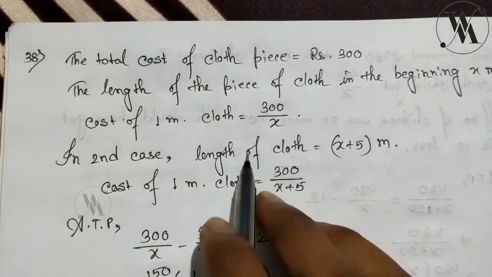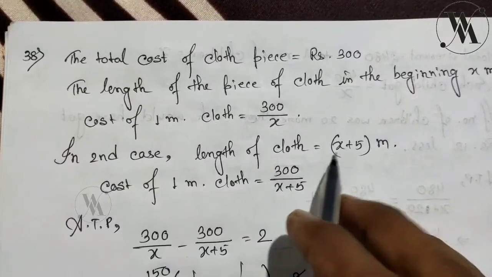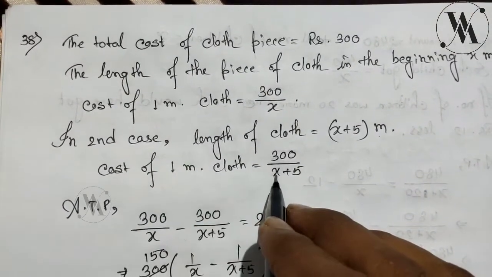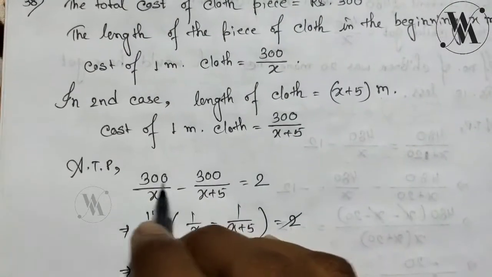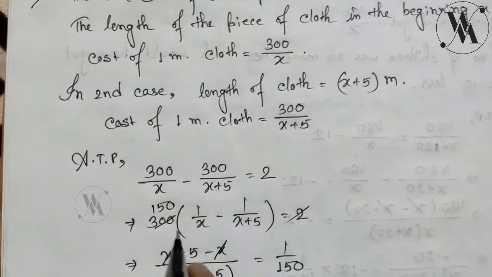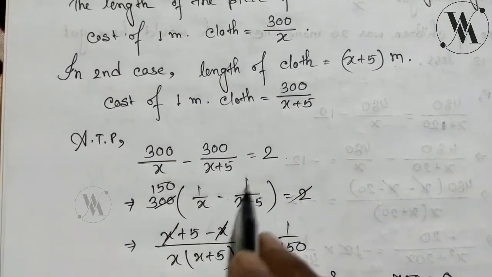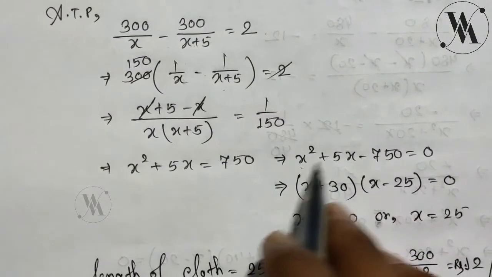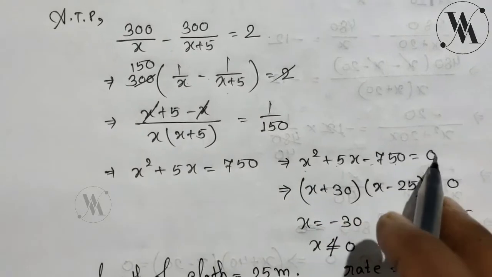In the second case, the length of the cloth will be increased by 5 meters, so x + 5 meters. So now the cost per meter of cloth is 300/(x + 5). And according to the problem, 300/x - 300/(x + 5) = 2. So if 300 is common, then 1/x - 1/(x + 5) = 2. Now simplify this equation and you will get the final quadratic equation x² + 5x - 750 = 0.